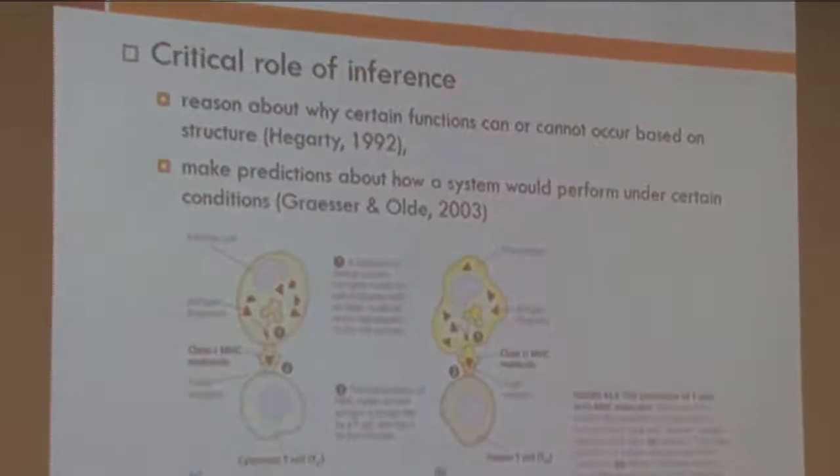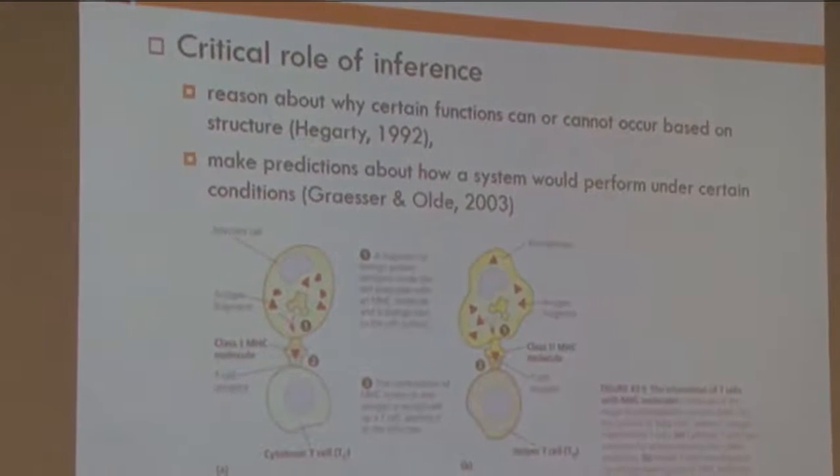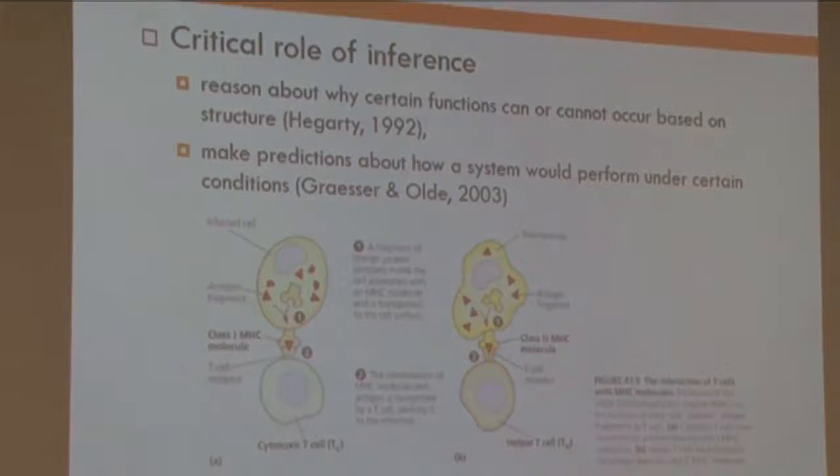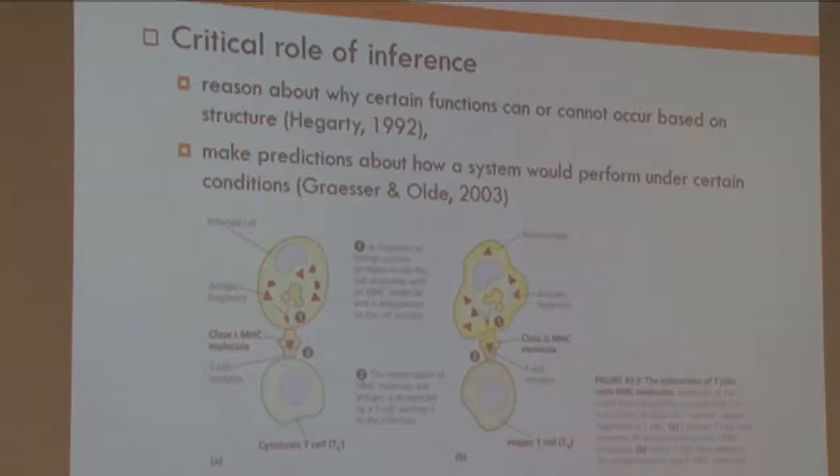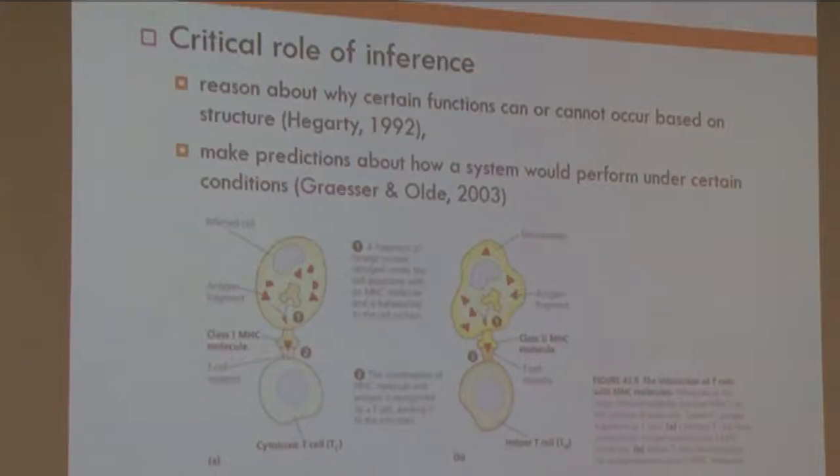In addition, and so again, this inference thing is not there in the other theories, but it is there in Hegarty's theory. Reasoning about why certain functions can or cannot occur based on structure, which is certainly true in biology, right? We talk about structure and function, that the structures are the way they are because they function in certain ways. And I believe in chemistry that is present as well. And then also, inferences allow you to make predictions. So a certain class of inference would be a prediction about how a system would perform under certain conditions.